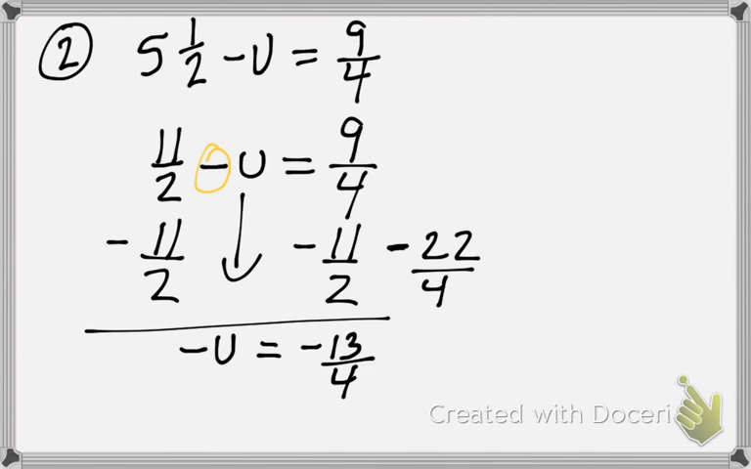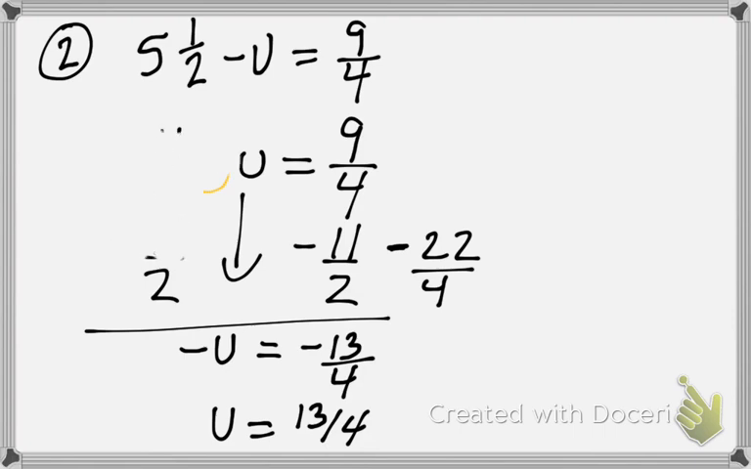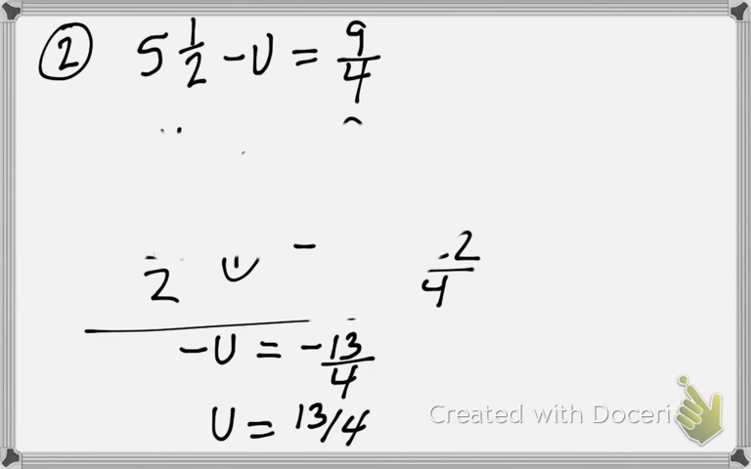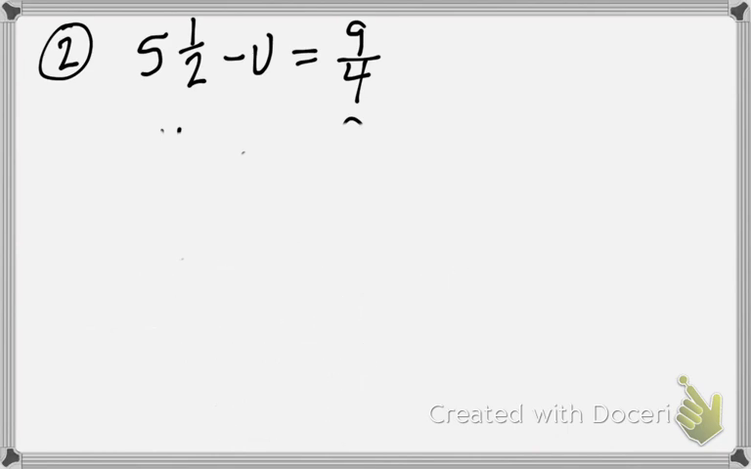-13/4. Now, because it's a negative u, I divide both sides by -1. U is equal to positive 13/4. Now, I also could have done this using my method where I get rid of the denominators first so that I don't have to fool with fractions. I have a tendency, like I said, to do that whenever I can.